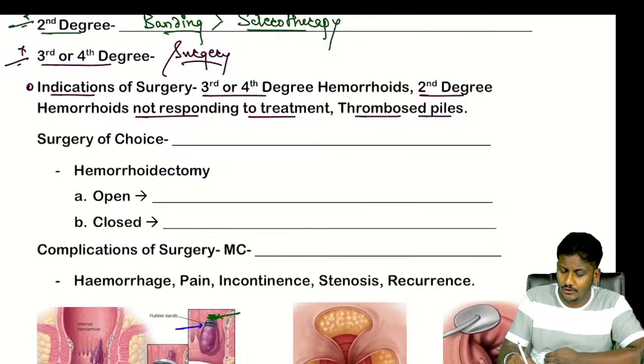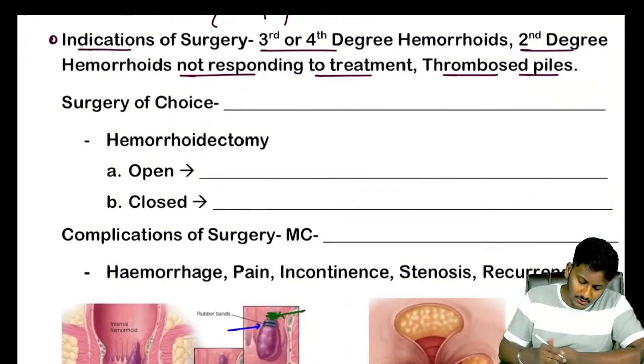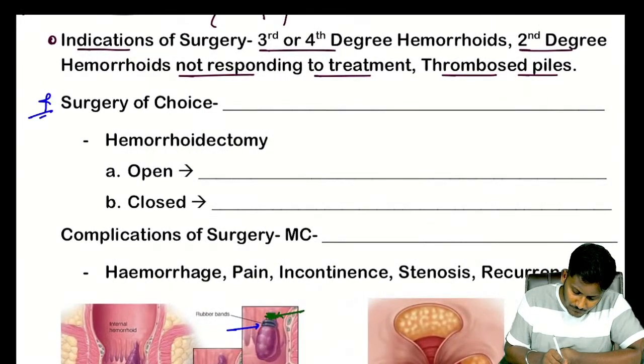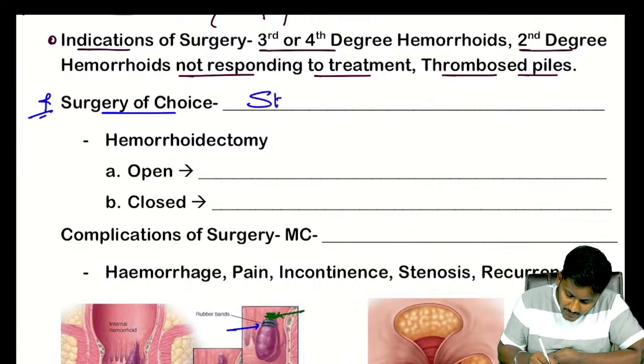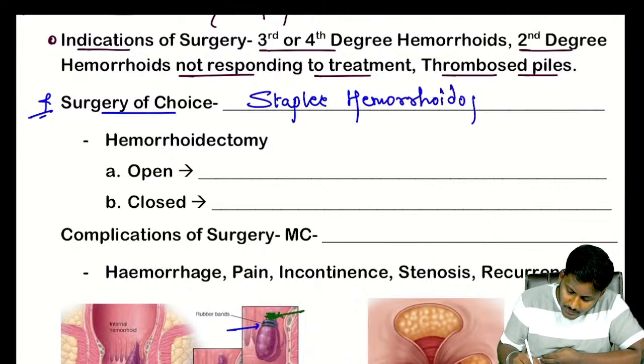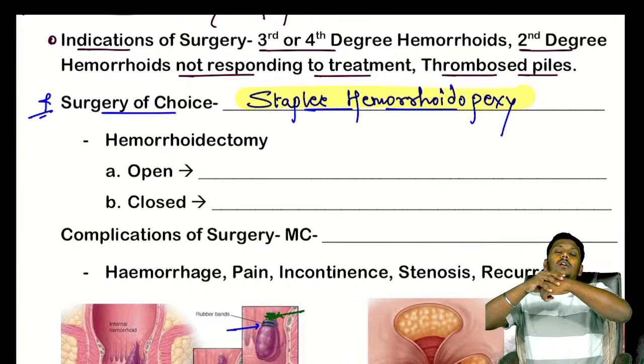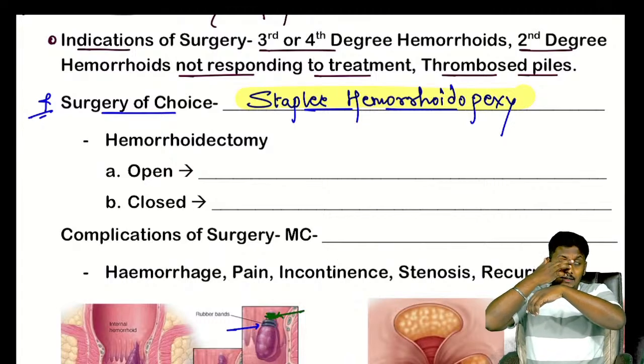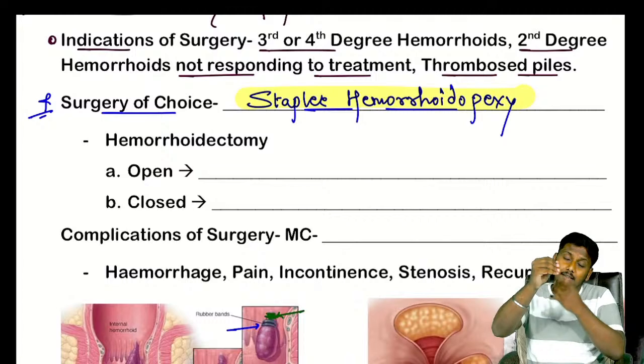Now, what is the surgery of choice nowadays? I've told you, beta, the surgery of choice nowadays is a surgery called stapler hemorrhoidopexy. Now, what do we do in this surgery, beta? In this surgery, beta, we are going to use which kind of stapler? I've told you. We are going to use a circular stapler in this surgery. And with that circular stapler, what do we do? We basically cut and staple the hemorrhoidal mass at the same time, right?